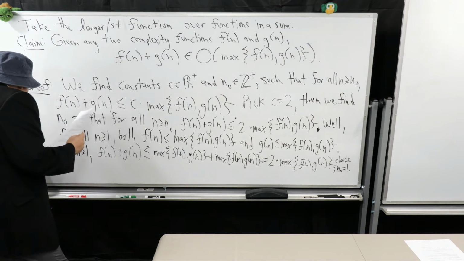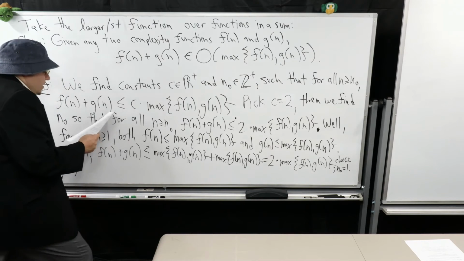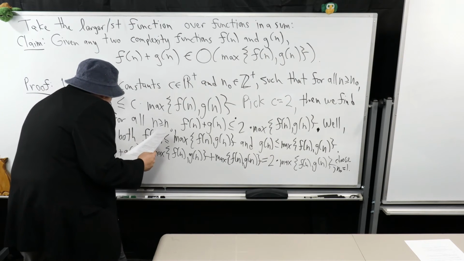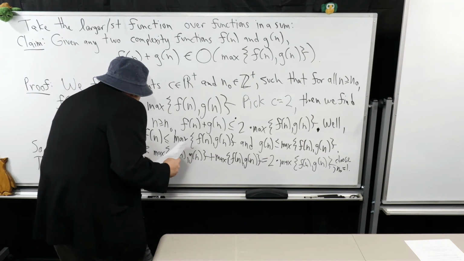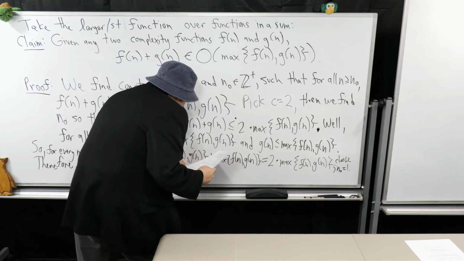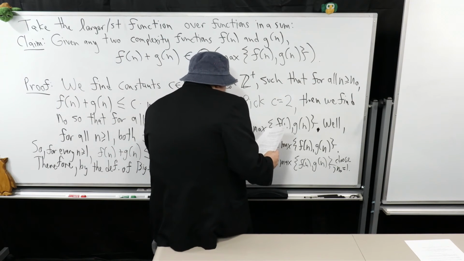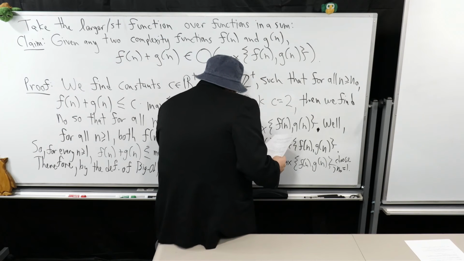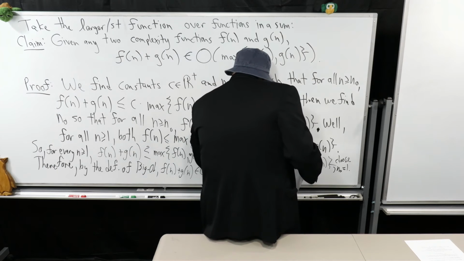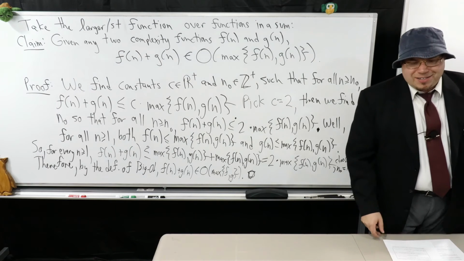Now I'm just going to write my conclusion. Therefore, by the definition of big O, f plus g is big O of the max between f and g. And we're done. Excellent.